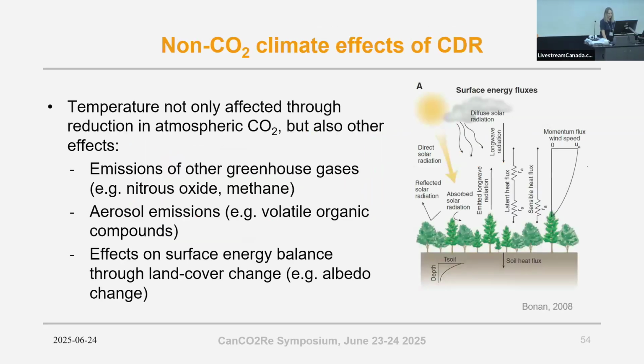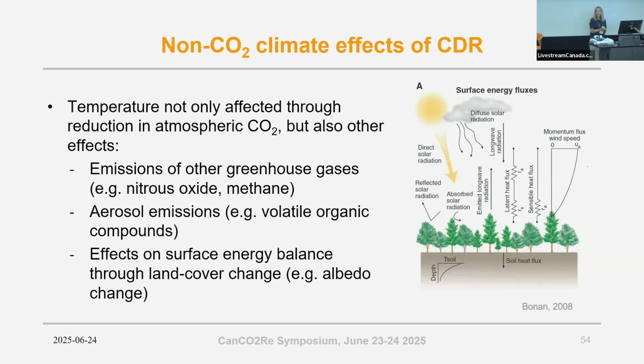This is as far as carbon goes, but as I hinted at earlier, we also need to think about the other effects in which both emissions into the atmosphere or removals out of the atmosphere affect climate. First of all, some CDR methods go along with emissions of other greenhouse gases into the atmosphere. For example, if we think about bioenergy plantations, we may fertilize some of them, which then results in emissions of nitrous oxide into the atmosphere. Or when we think about peatland restoration, that comes with additional methane emissions.